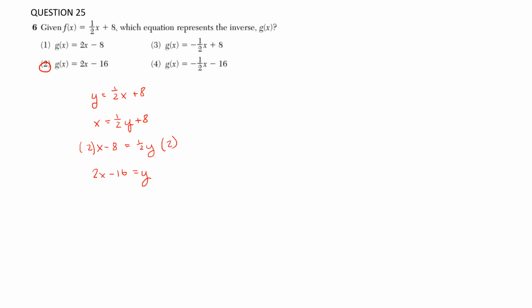And we can verify that this is our inverse function by plugging in an x value up here and getting our y value, and then plugging that y value into our inverse function, and our output should be our original x value, right?